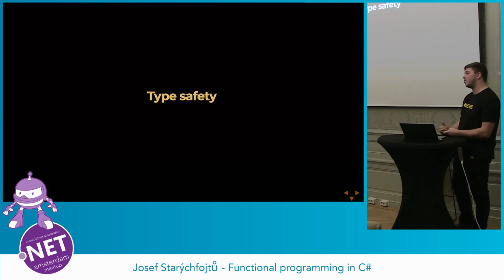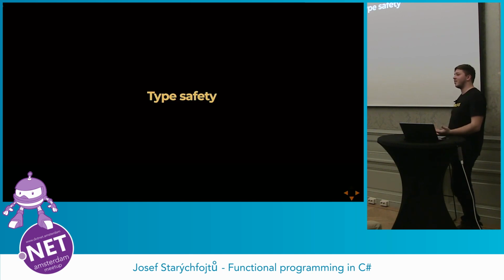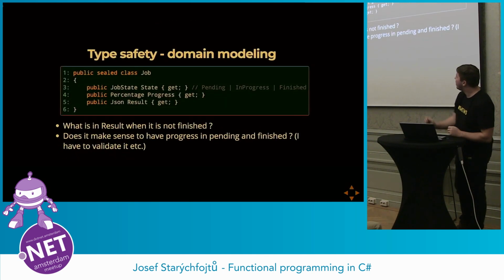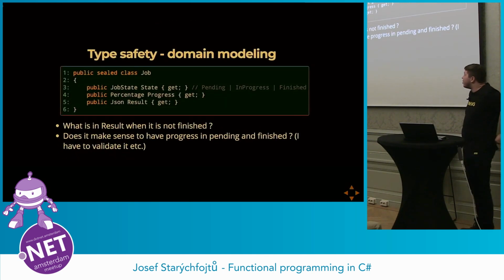It's just that we cannot lie to our callers in functional programming because we cannot really mutate stuff. We have to return everything, so the types are more robust. So one thing with type safety is domain modeling.